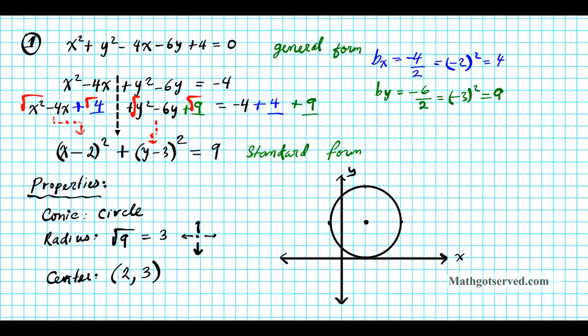Okay, so now let's label. The instructions were for us to label our circle. So this is our radius, and the length is 3 units long, and then that right there is our center. That's the center, and the coordinates of our center are (2, 3). All right, now we have the graph completely labeled.